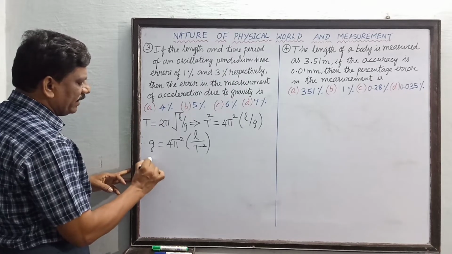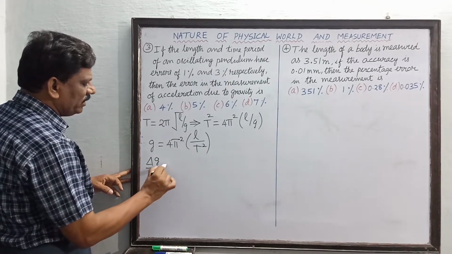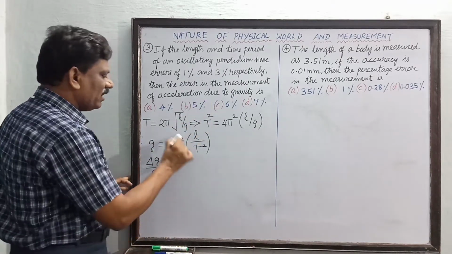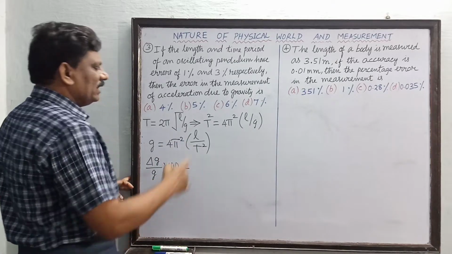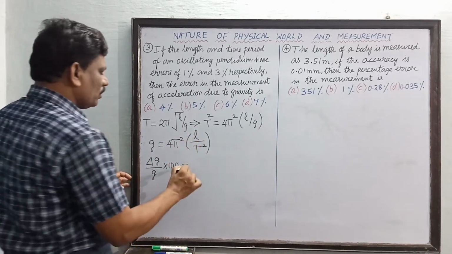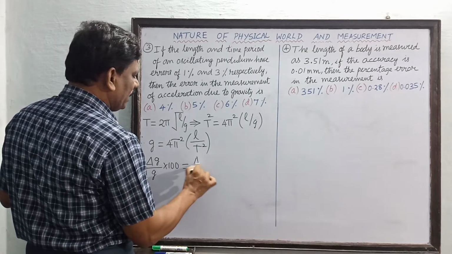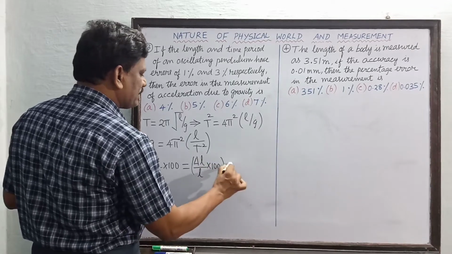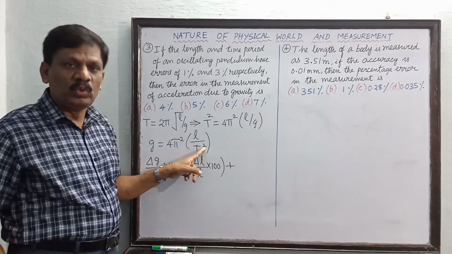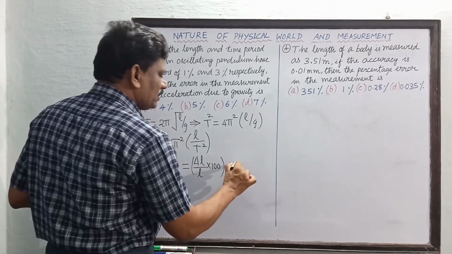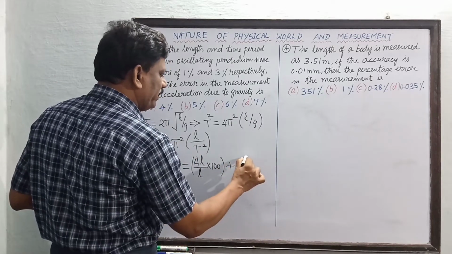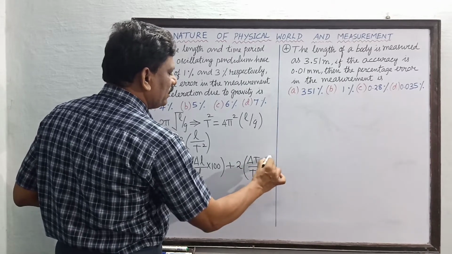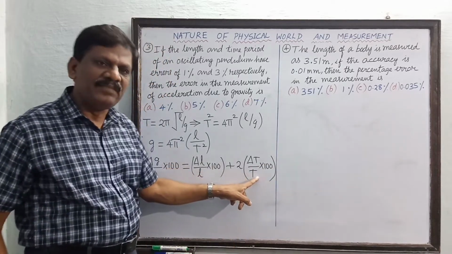So here delta G divided by G into 100, that is the percentage error in the acceleration due to gravity, and 4 pi square is a constant. Here L is raised to the power 1. So this is delta L divided by L into 100, plus T is having a power 2, though it is in the denominator, so we have to take the powers as positive. So 2 into delta T divided by T into 100. This is the percentage error in the time period.